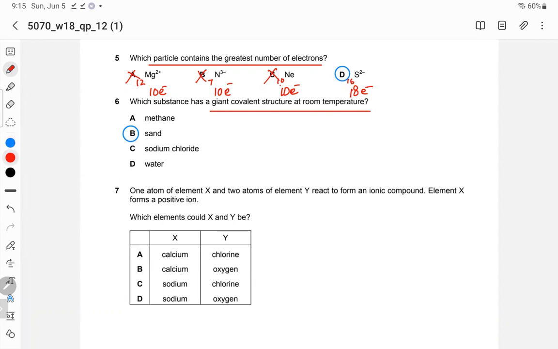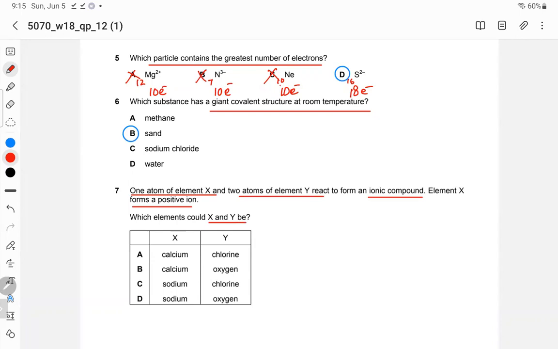One atom of element X and 2 atoms of element Y react to form an ionic compound. Element X forms a positive ion. So which elements could be X and Y? Who can identify?